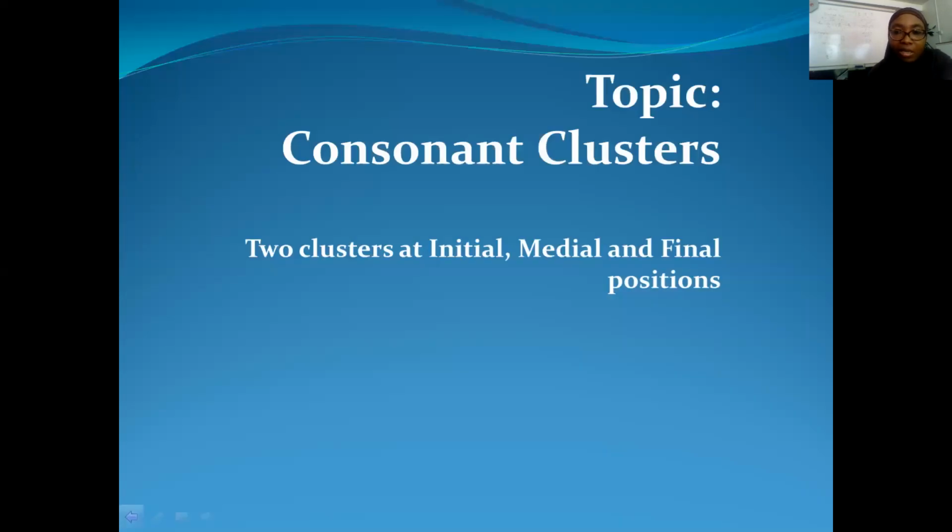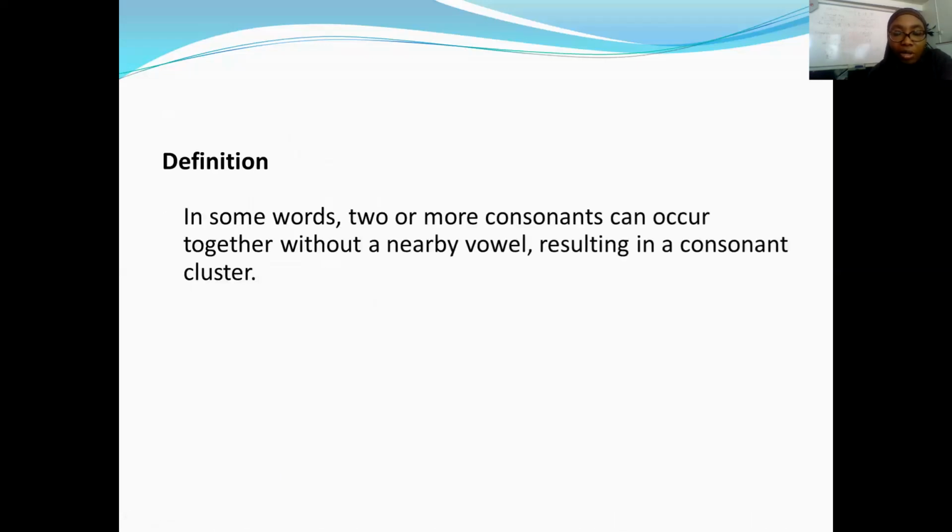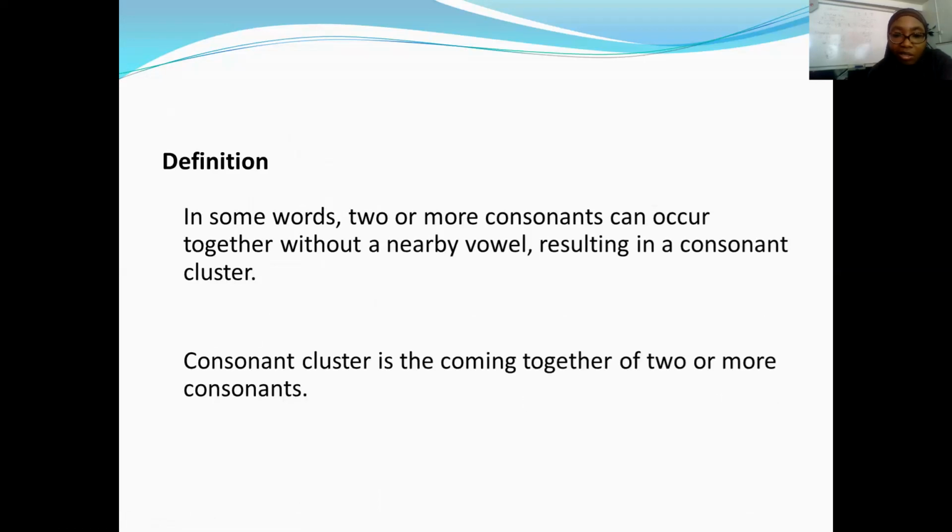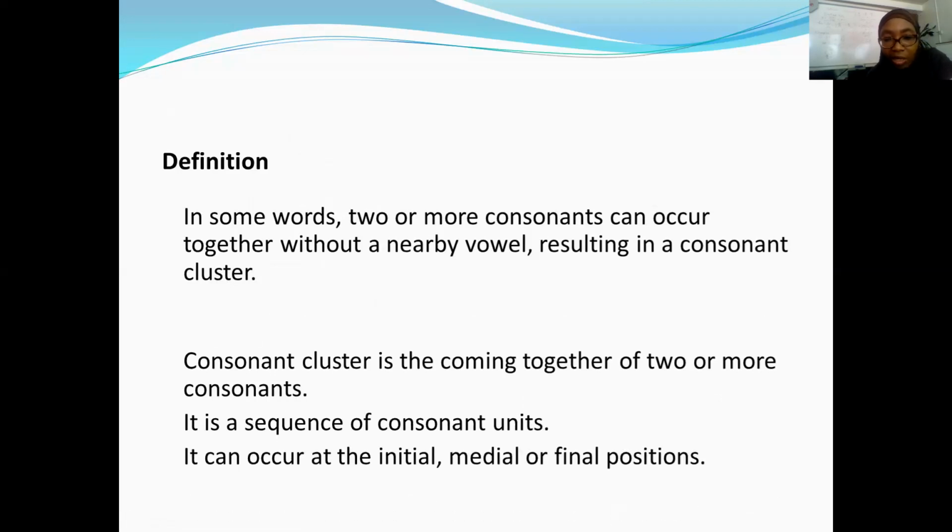We're looking at consonant clusters, and we're looking at two clusters at initial, medial, and final position of words. And I've explained consonant cluster to be the occurrence of two or more consonants in words without a nearby vowel. Consonant cluster is the coming together of two or more consonants. And when we're looking at consonant clusters, we're talking about sounds and not letters. And this lesson will focus on occurrence of cluster at the initial, medial, or final position.